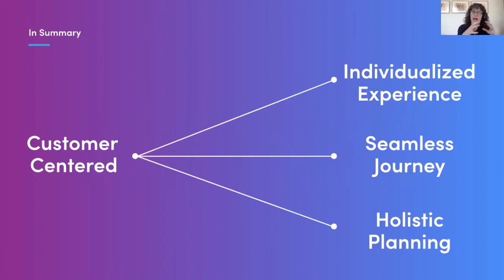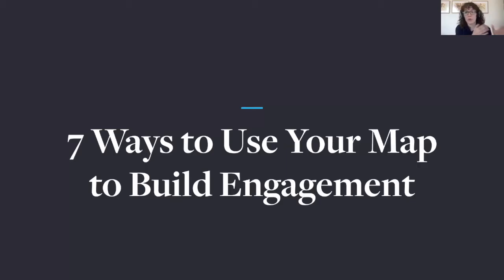So you're going to look at content that's specific to one phase, and then you're able to look at how this ladders up to a holistic content plan as a whole. So that's why you would want to use a map. But let's talk about what are some ways to actually use the map to build engagement. We're going to talk about 7 ways in particular.